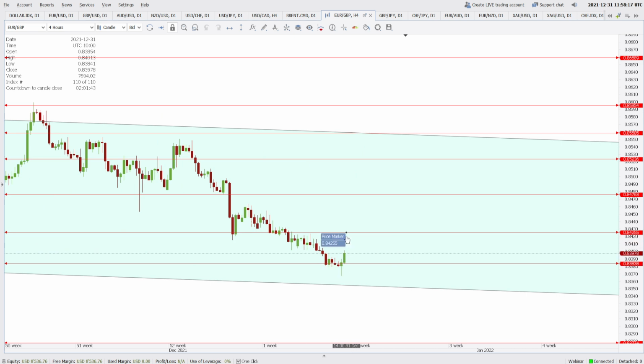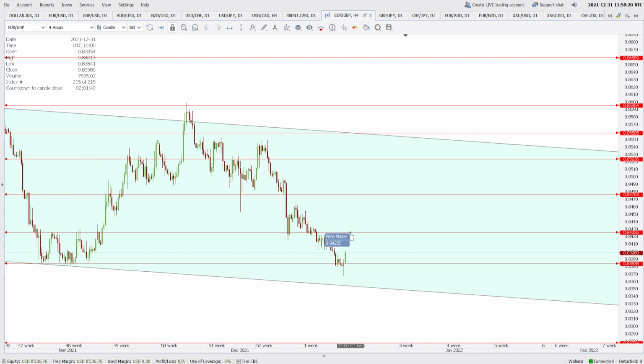Now where is the next break? Of course you can tell it just by looking at the levels, 0.8425.